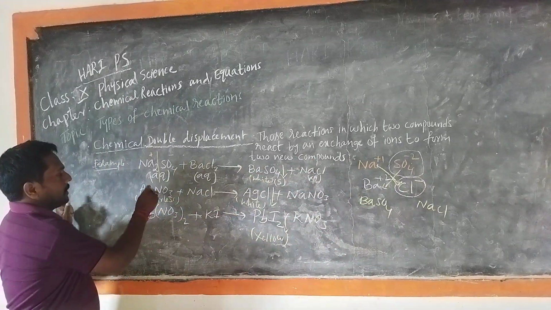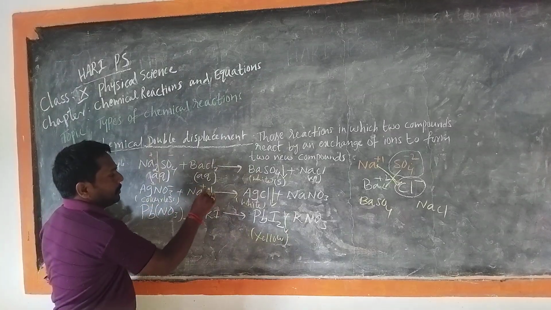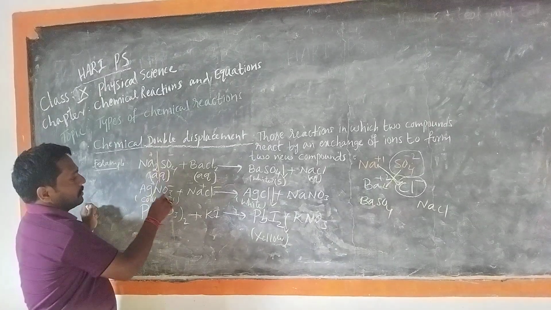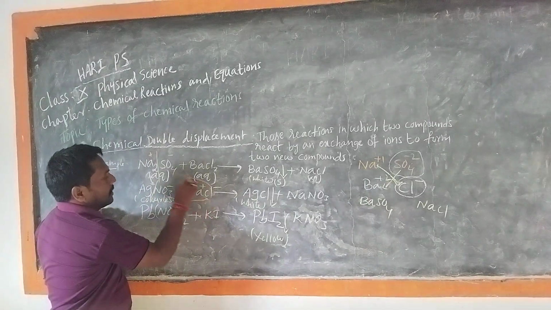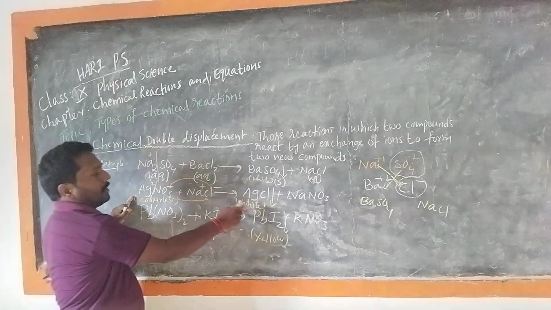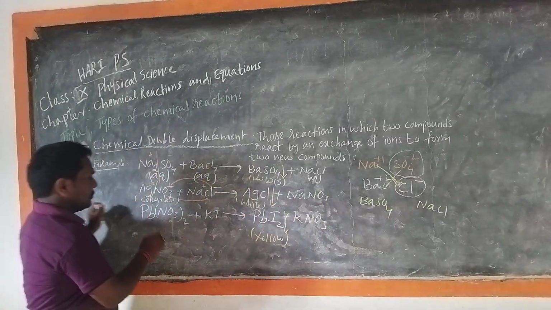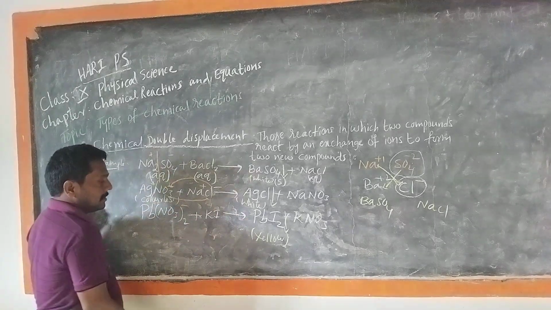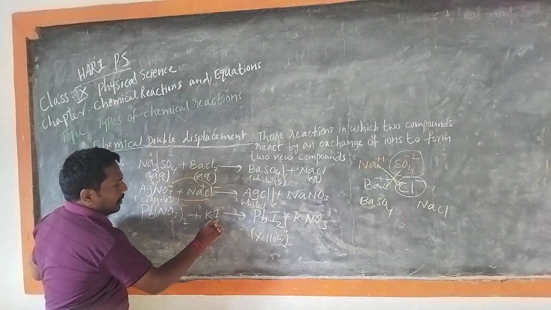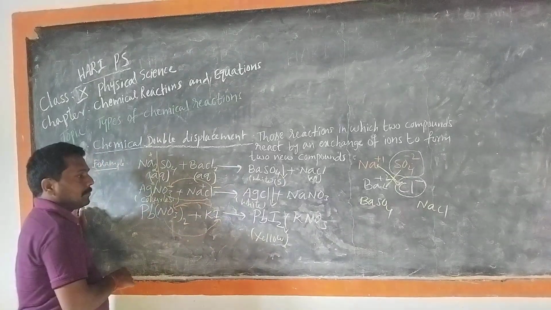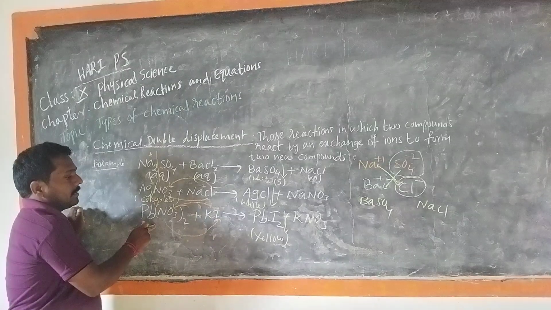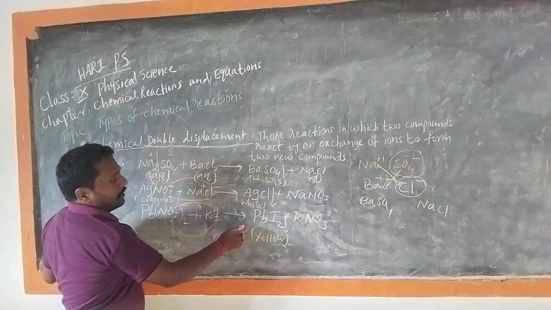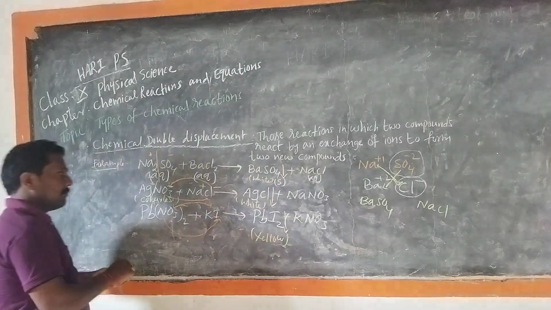Similarly, silver nitrate, Ag plus NO3 minus, and sodium chloride, Na plus Cl minus. So the ions are exchanged, NO3 goes this way and Cl this way. So we get silver chloride AgCl and NaNO3. Similarly, lead nitrate, Pb plus 2 and NO3 minus, and potassium iodide, K plus I minus. In place of nitrate, iodide will come. So by exchanging the ions, lead nitrate reacts with potassium iodide, and lead iodide and potassium nitrate are formed.